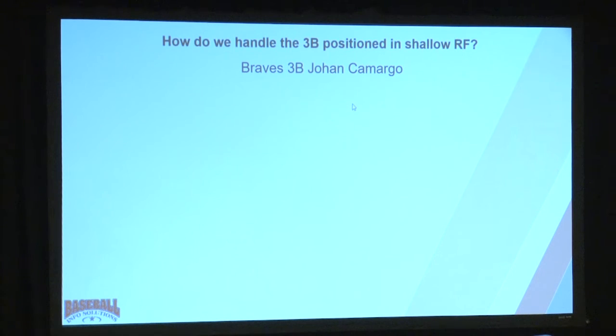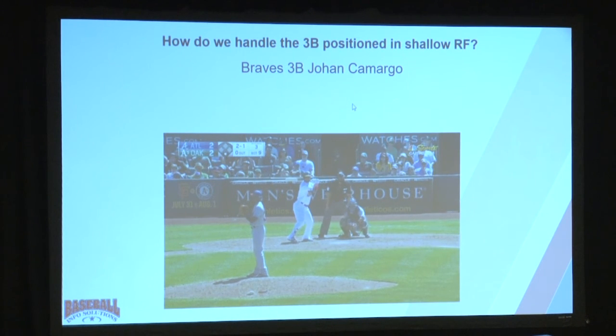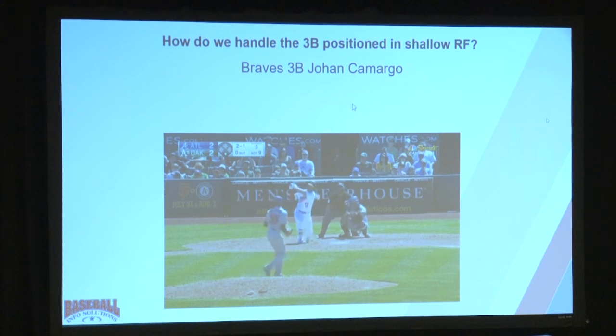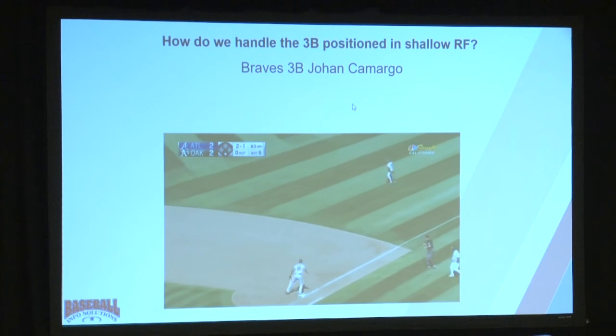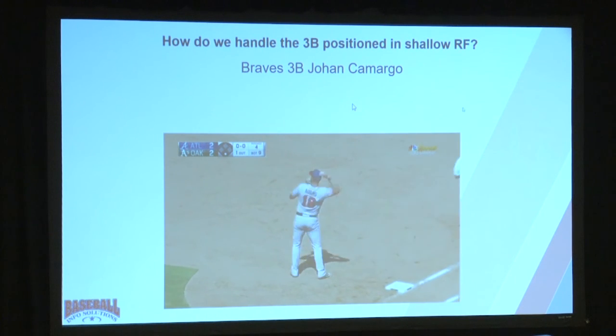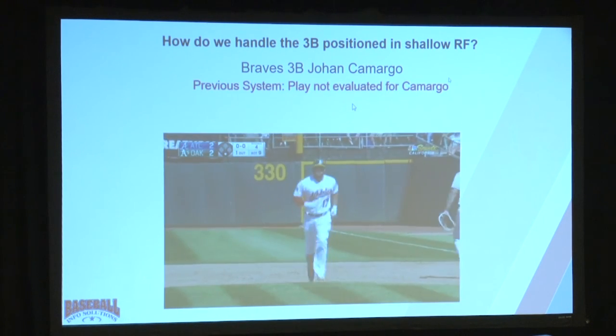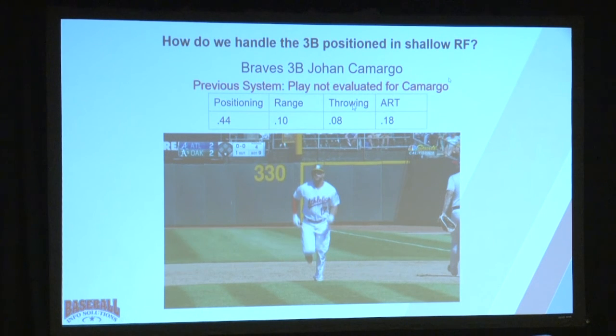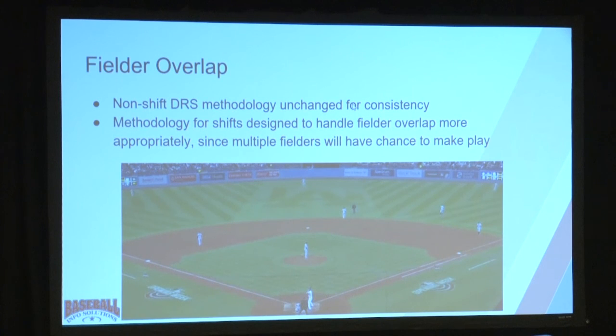Now, getting back to the Lowrie problem, how do you handle the third baseman when he's positioned in shallow right field? We mentioned that with Brett Lawrie in the past, that was problematic. Here's Johan Camargo, Braves third baseman, playing in shallow right field to make the play. The play was not previously evaluated for him. Now he gets a small amount of credit, and the team gets credit for putting him in shallow right field. All of these are plays saved, as I mentioned before. They're later converted to a runs saved total, which is what goes into the full-fledged version of defensive runs saved.